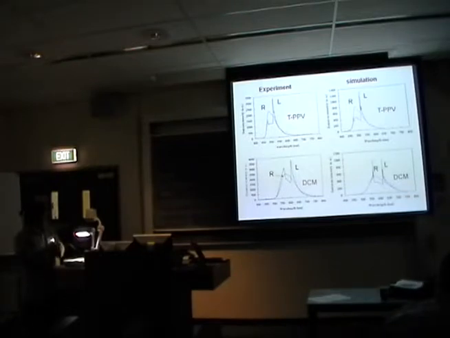And you see the selective reflection gap here for left-handed circularly polarized light, and here. And you also see it here for DCM too. And the experiment and simulation agree quite well.